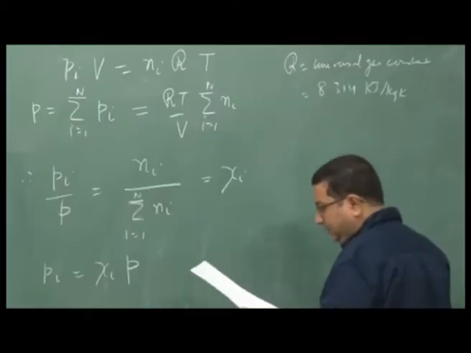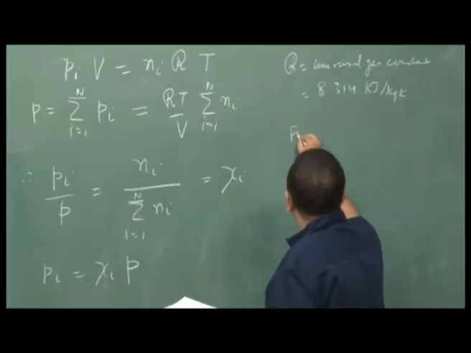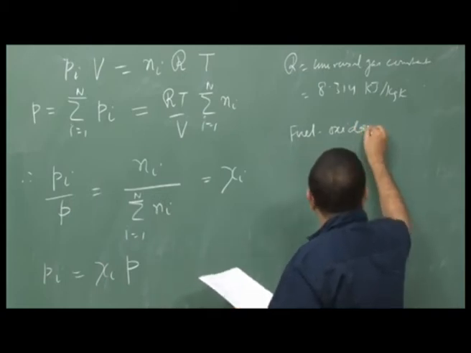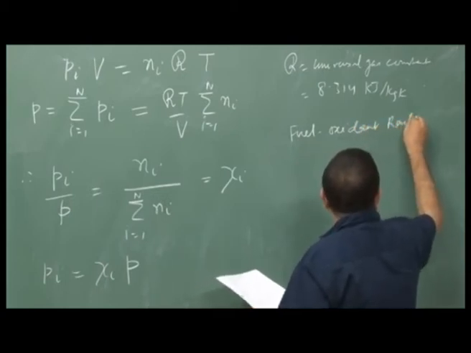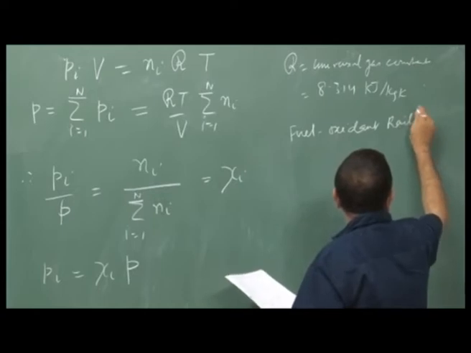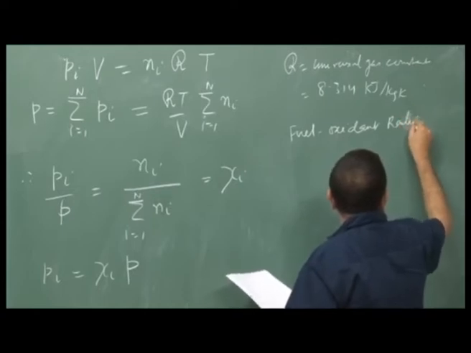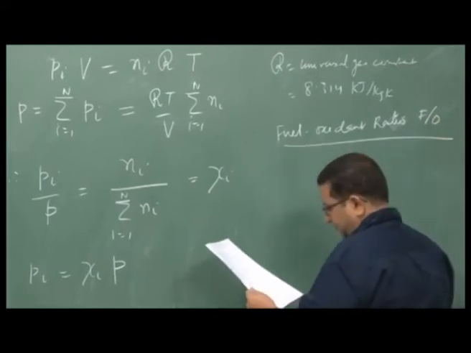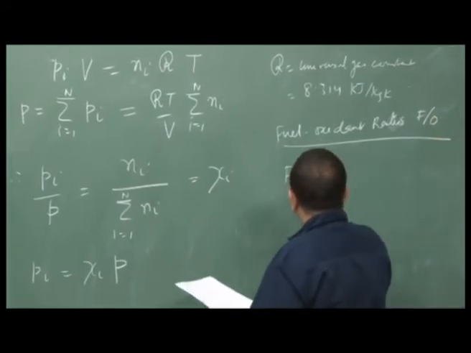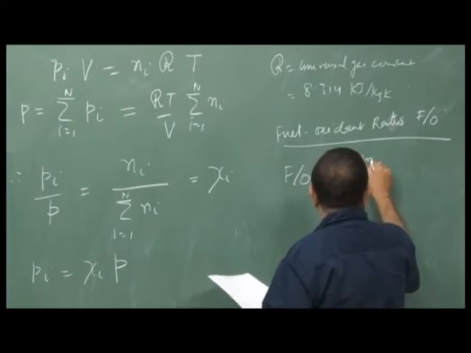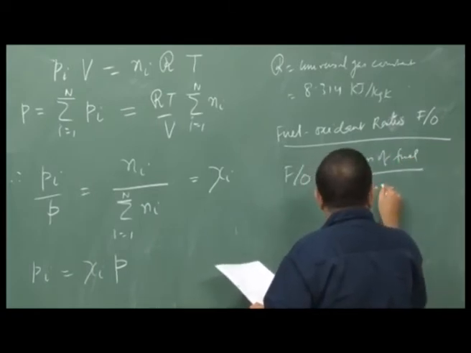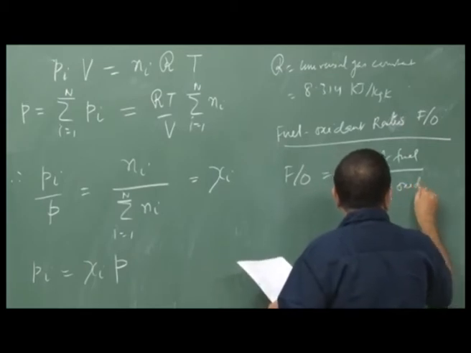Now, the third way of defining is the fuel oxidant ratio, given by F by O. So, this is defined as the mass of fuel divided by the mass of oxidant.